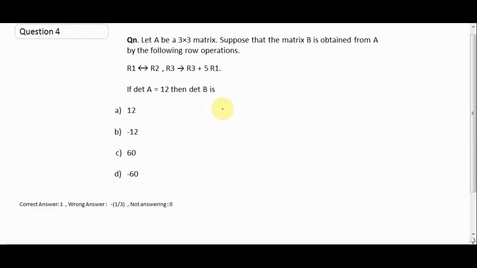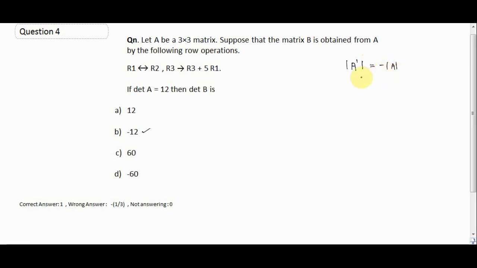Okay, now if you have the answer with you, you may check the answer. Here the right answer is option B, minus 12. Let's see how to solve this. Here it's mentioned that we are performing two row operations. The first row operation is an interchange between row 1 and row 2. So as per property number 2, if we interchange any two rows, then the resulting matrix will be A prime, and determinant of A prime will be equal to minus of determinant of A.